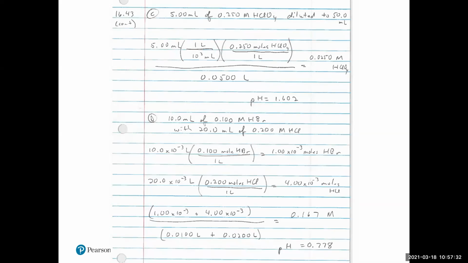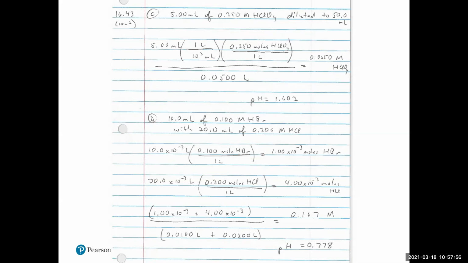In this case, 10 mL and 20 mL, so that's 30 mL total. And we want to convert that to liters. So numerator, total moles, denominator, total liters. We do that math, we get 0.167 molar. And then if we do minus the log of that, we get a value of 0.778 for our pH.